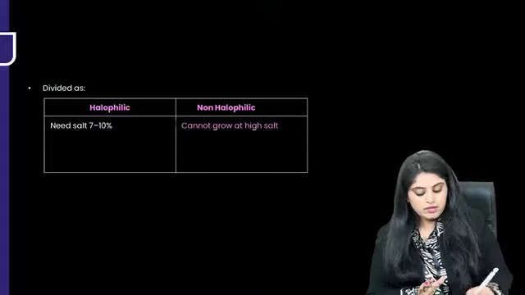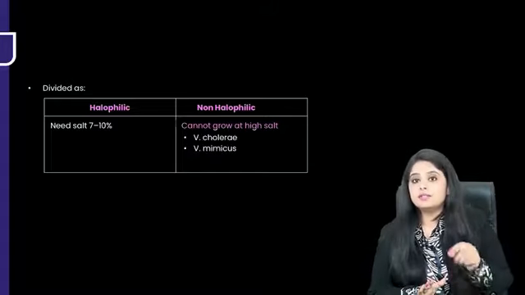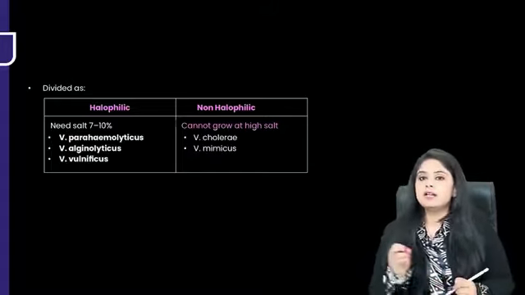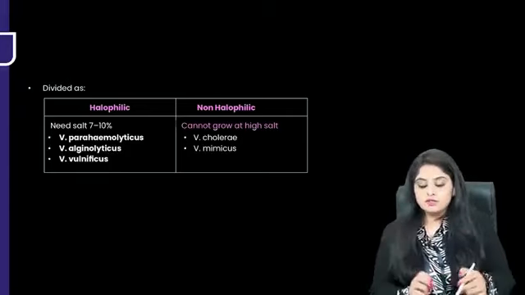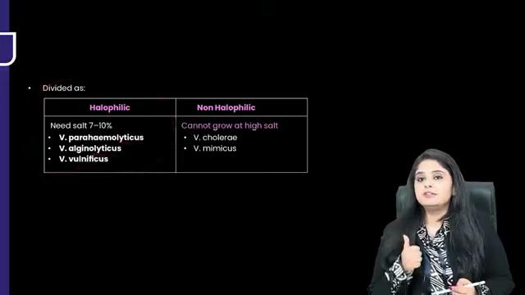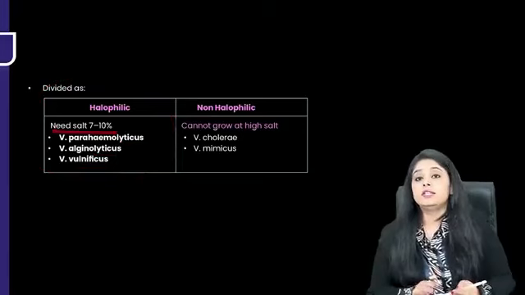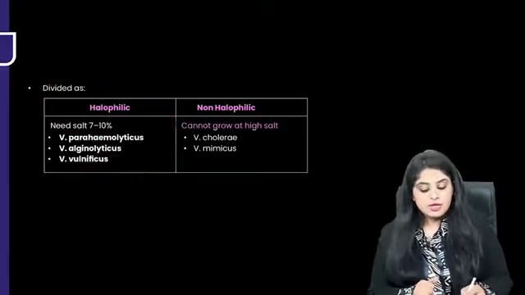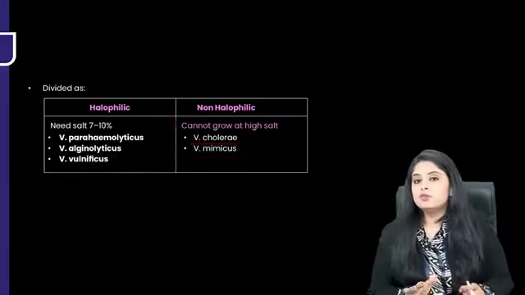And actually you would realize Vibrio cholera and Mimicus come under the non-halophilic group. All the others like parahemolyticus, alginolyticus, vulnificus, they are all salt loving. They are in love with salt. They need 7 to 10% of salt. Cholera and Mimicus do not need salt.